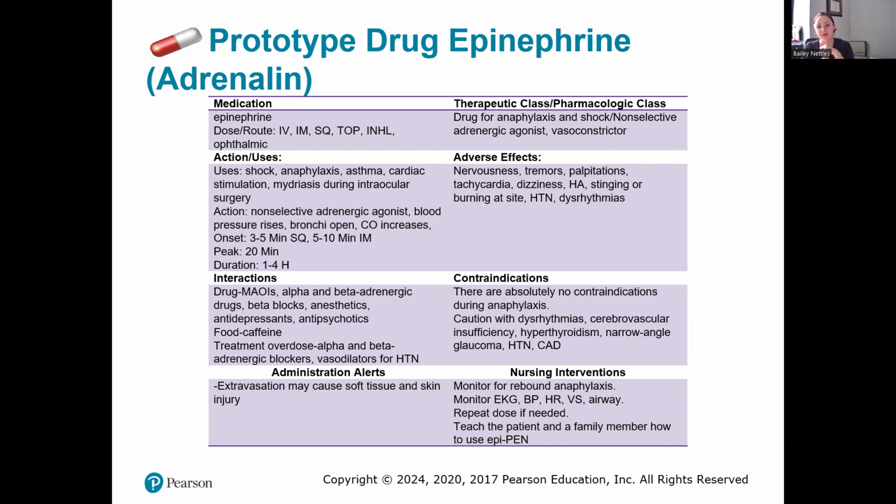Treatment for overdose is alpha and beta adrenergic blockers, vasodilators for high blood pressure. Treatment, there are absolutely no contraindications during anaphylaxis, like I just said.